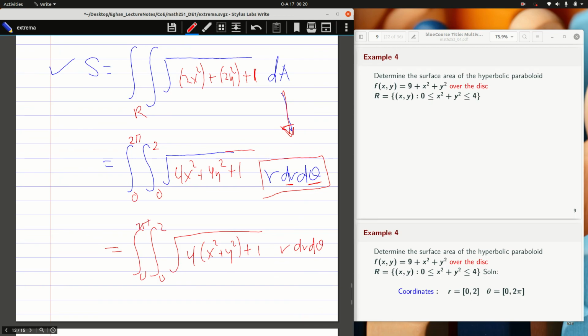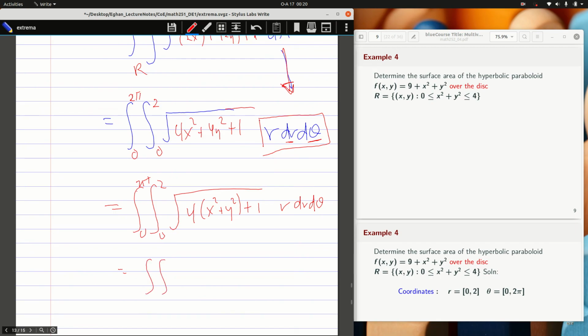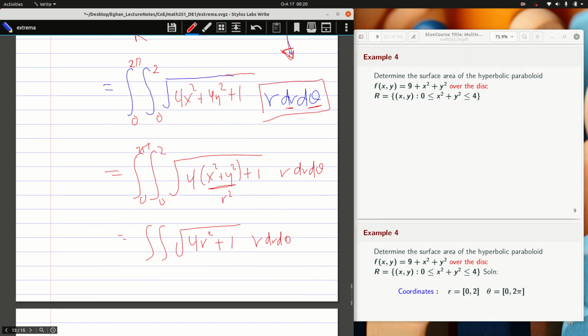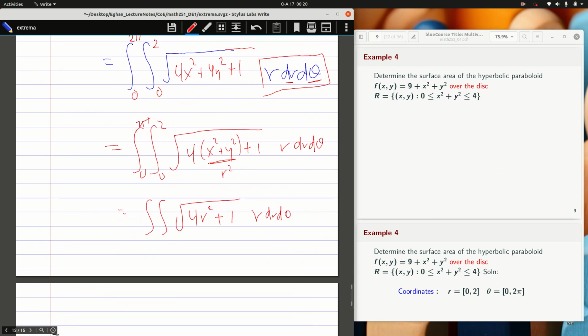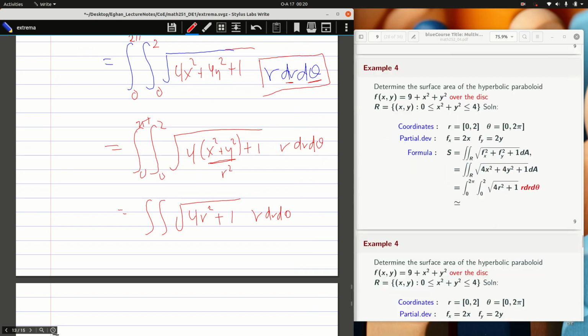Then I can reshape this to the square root of 4r squared plus 1, times r dr d theta. Where did I get this? x squared plus y squared is the same as r squared from the convention, and that is my surface area. You compute this integral and you're supposed to get your answer. That's it for you.